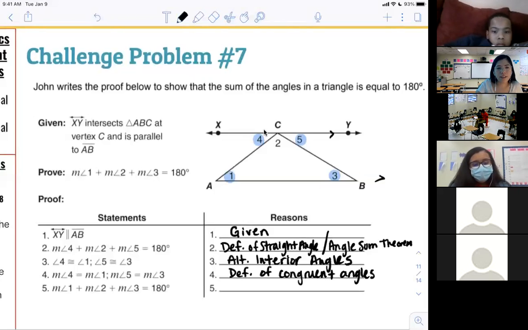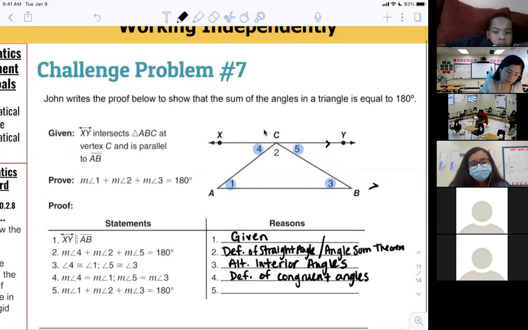All right, and then finally, the measure of angle 1 plus the measure of angle 2 plus the measure of angle 3 equals 180 degrees. Any questions? Any suggestions? I said the triangle sum theorem. Unfortunately, we can't use that because that's what we're trying to prove.